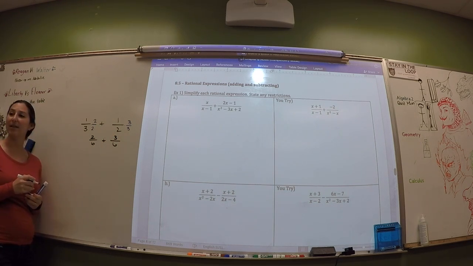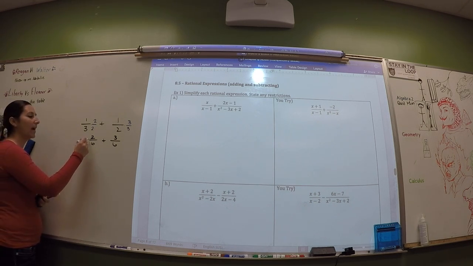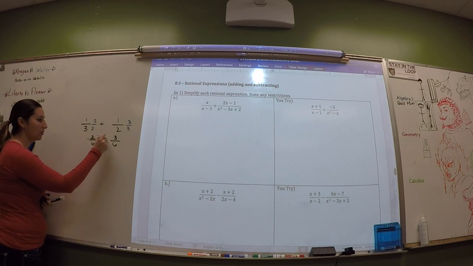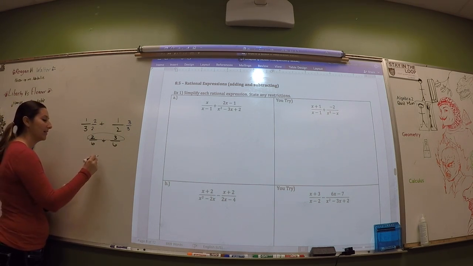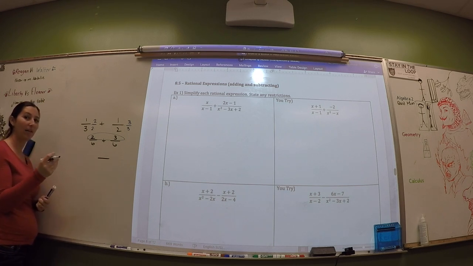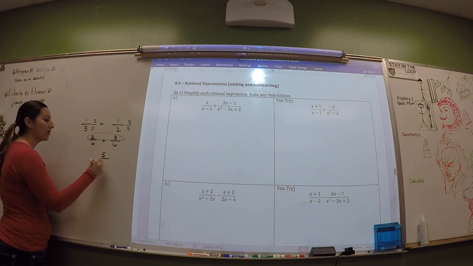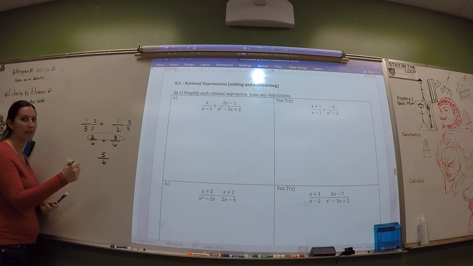And then what happens after this? You can add them now. 2 plus 3 is 5 over 6. So you're saying I don't cancel or anything? No, you just add them. So what's the purpose of finding the common denominator? So you can add them correctly. So you can add the numerators. So we add the numerators, and then what goes down here? So it doesn't become a 12 or a 36.